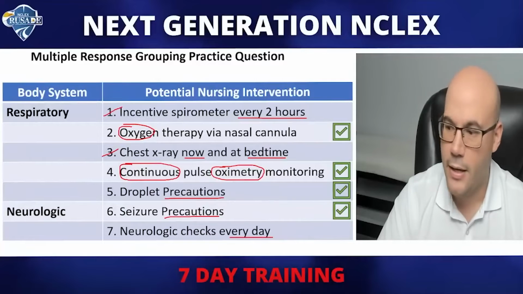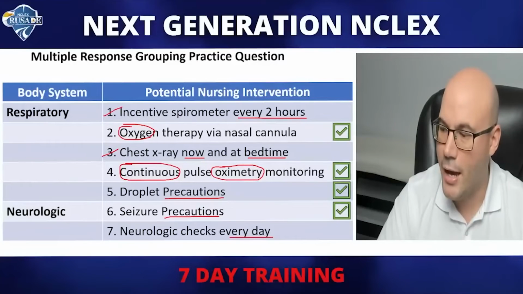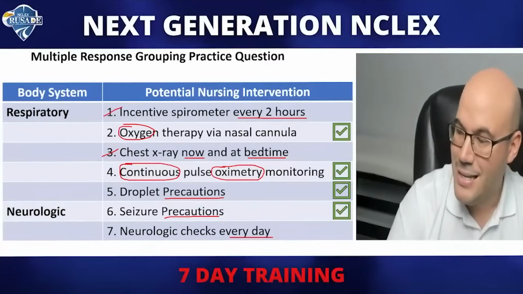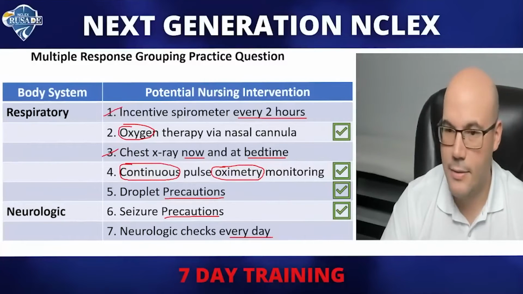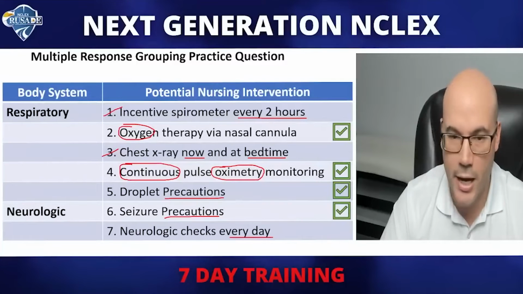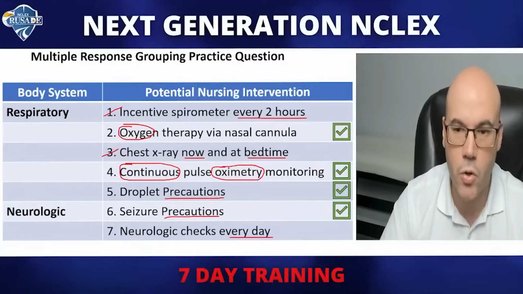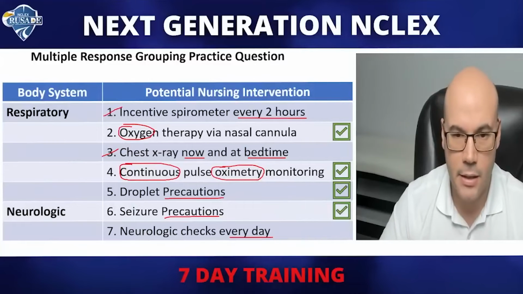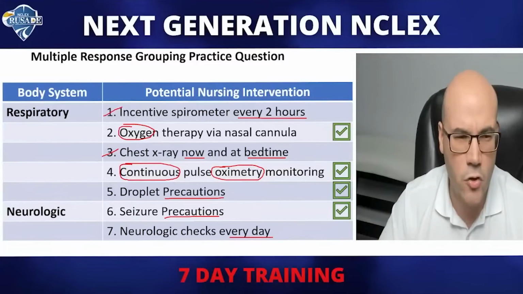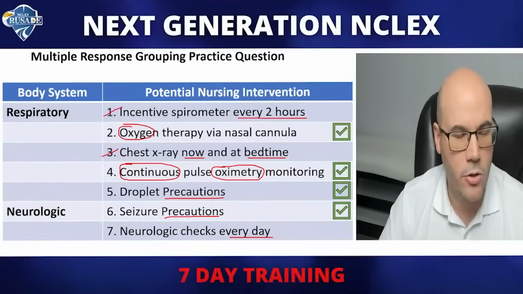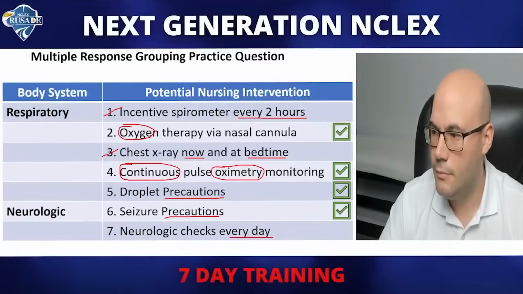Answer number 7, neurologic checks. Time frame here, every day. This is incorrect, because the neurological checks need to be every 1 hour. And think about this. If we're going to put a patient on seizure precautions, do you think we're going to be doing neurological checks once a day? No, that doesn't make sense.